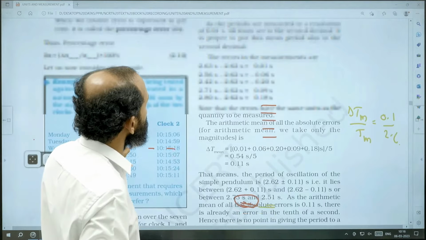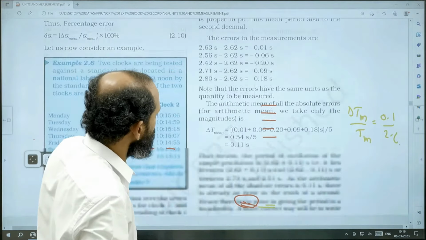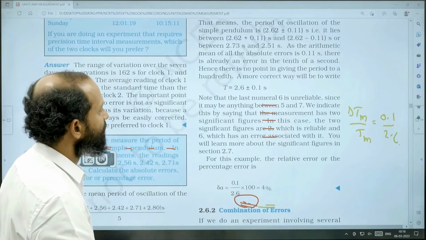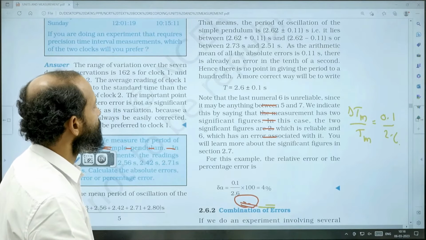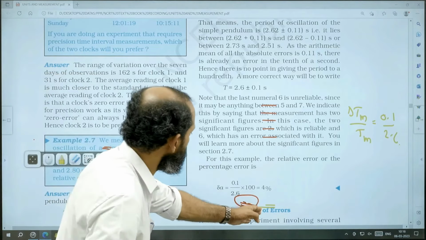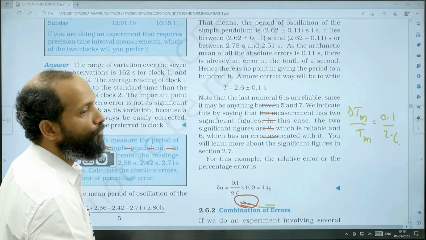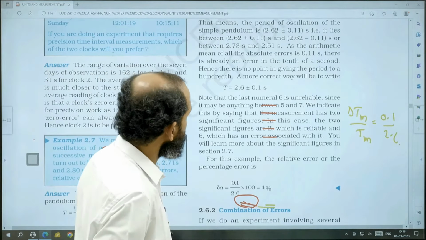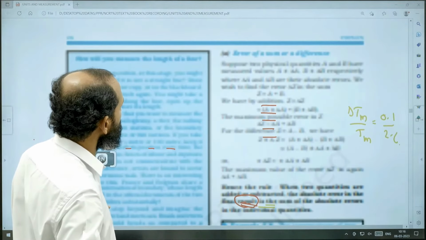Deleting the next digit, which was written earlier as 2.62, we came to know that it is only true for 1 significant figure while expressing the error and 2 significant figures while expressing the true value. The relative error is 0.1 divided by 2.6 into 100, that is the percentage error. So what is the relative error expressed in percentage? That is 4%, right?